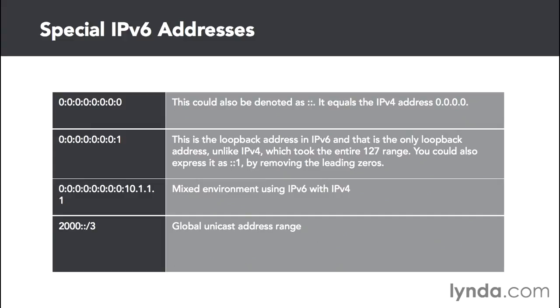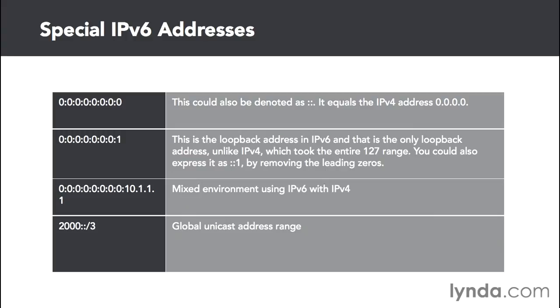All zeros. We've seen this in IPv4. We have the 0.0.0.0, which is the universal gateway, right? The gateway of last resort. That's what that all zeros is. So it still holds true for IPv6.